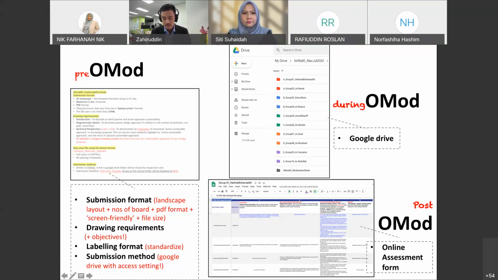This one is something that we didn't get to do much when we did face-to-face. So ODL allows us to do that, and when it's written well this way, students can see what they need to do. And then moving on to how they manage to submit their drawings.